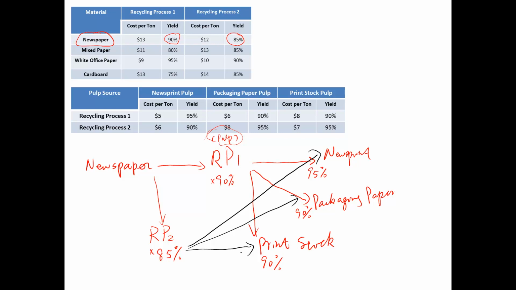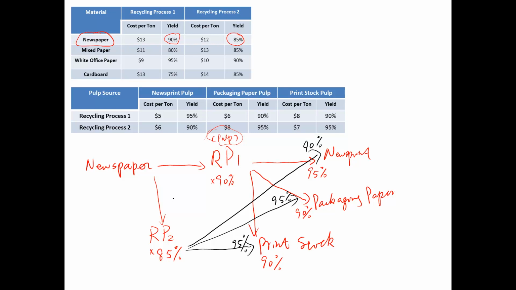And the yield rate, what we need to read from this second table, is 90%, 95%, and 95%. You can see that the second process's first step is pretty inefficient, but the second step is pretty efficient. Okay, so that's only for the newspaper. It goes through the two separate recycling processes.